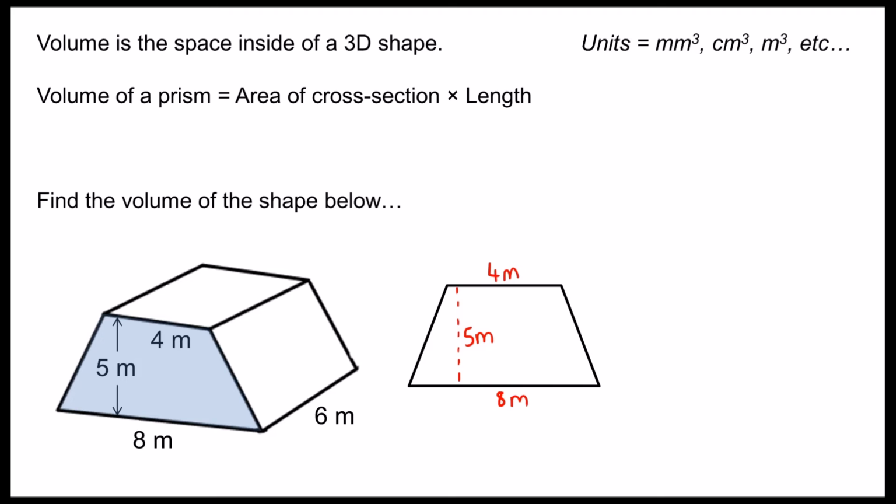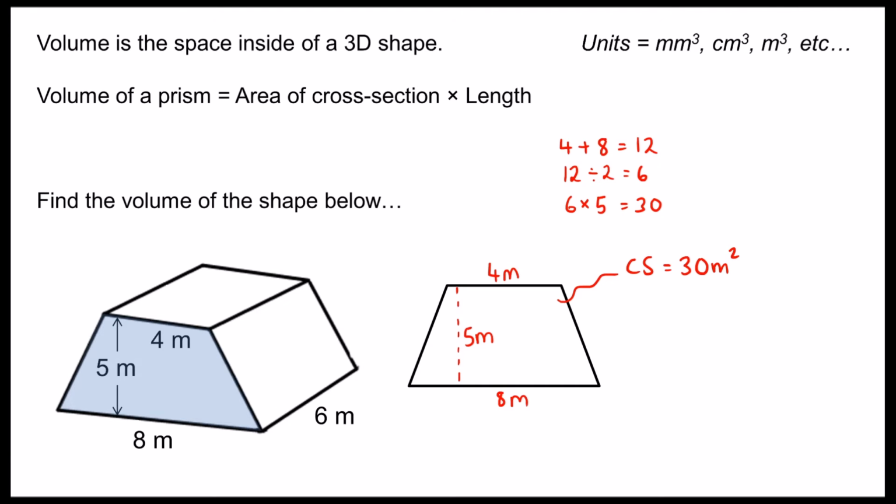Because this shape's a trapezium, I can use this to work out its area. Doing this, I first need to add the parallel sides. That's 4 add 8, which is 12. I then half this answer. 12 divided by 2 gives me 6. And then need to times this by the height, which is the distance between the parallel sides. That gives me an answer of 30. That means that my cross section has an area of 30 meters squared.